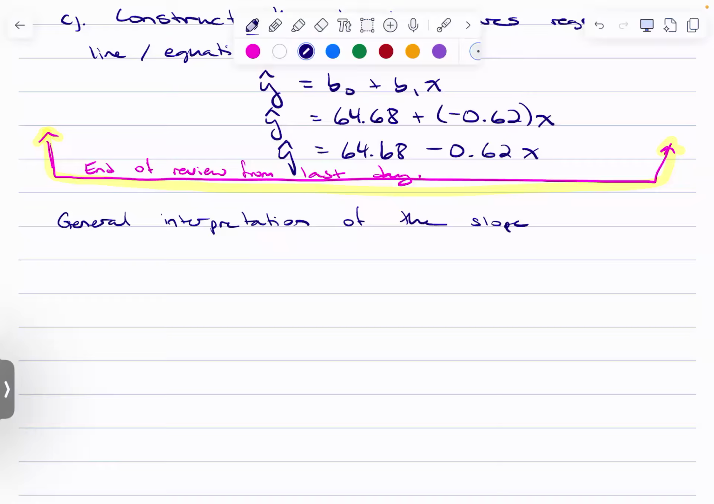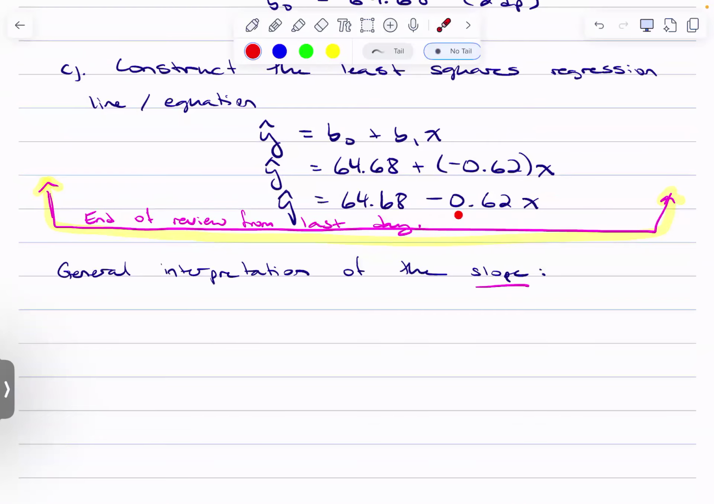We calculate the slope first, so usually we tackle that one first. So the general interpretation of the slope in this case is negative 0.62, right? But in general, it's B1. And how we interpret the slope, and this part is very important, is: for each unit increase in x, we expect a slope increase in the predicted value of y.